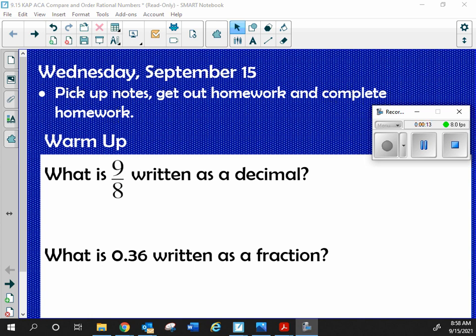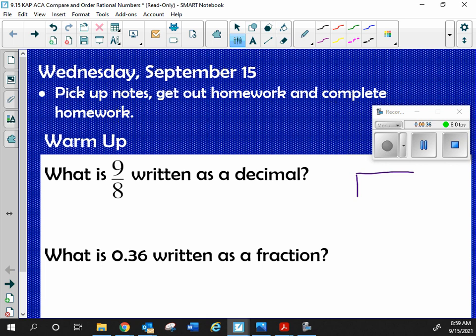Starting with our warm-up, turning this fraction into a decimal. Can I have a raise of hand? How did we learn to turn fractions into decimals, Maria? We just divide the top number by the bottom. Awesome job. What operation does a fraction bar mean? Divide. And the cute little phrase that Miss Bible taught us was top and bottom out, just like Maria said.